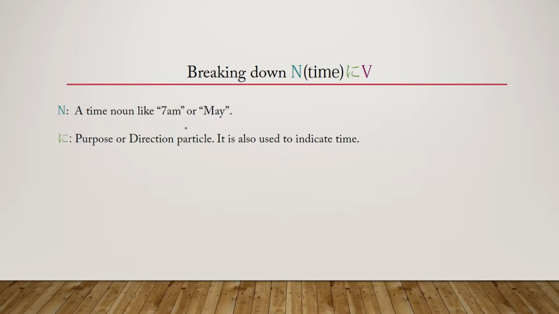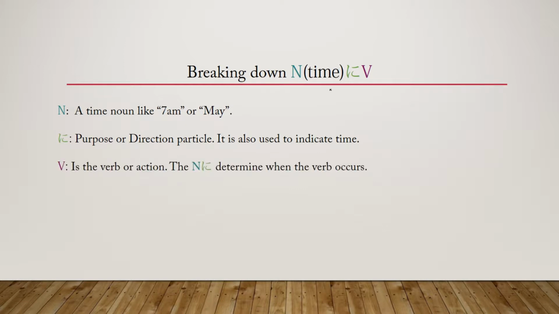Okay. Ni. Ni is going to be our purpose or direction particle. It has a whole bunch of different functions. It's used all the time. In this instance, it is going to be used to indicate a time. Now, what do I mean by that? I mean that in this instance, it is a direction, but the direction is the time. So what are you pointing at? You're pointing at the time that a verb or the phrase is going to happen, anything after this time.